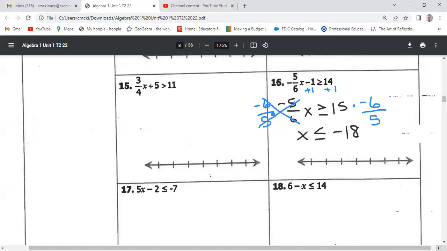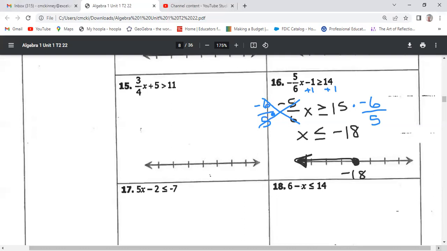And then 15 times -6 is -90, divided by 5 is -18. Or I could divide first. 15 divided by 5 is 3. 3 times -6, also -18. This would be a closed circle, wherever you want to put your circle. If there was not numbering, you could just choose a spot. Make sure you label it. And then shading is going this way to the left. That's where the smaller numbers live, to the left.